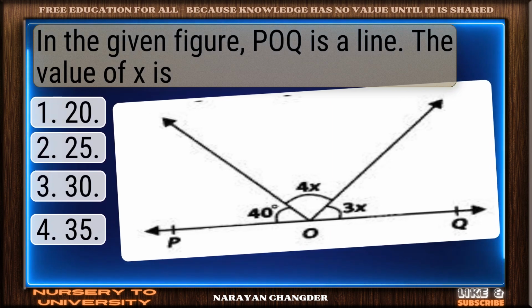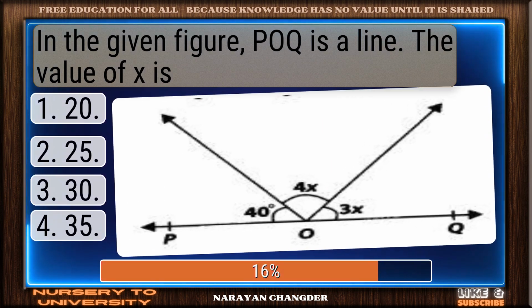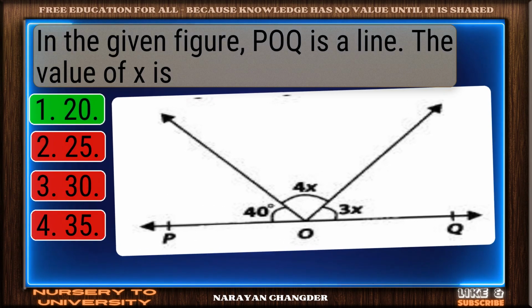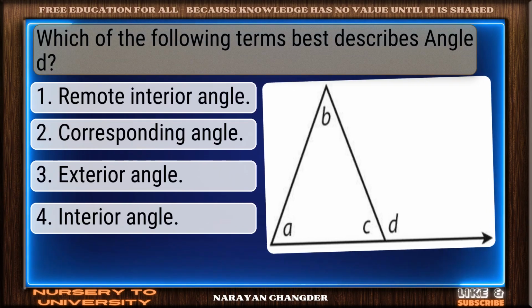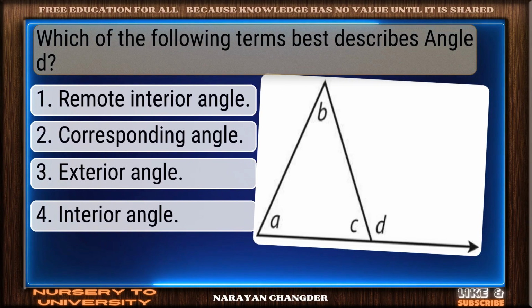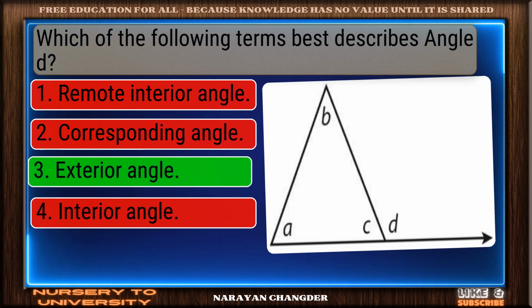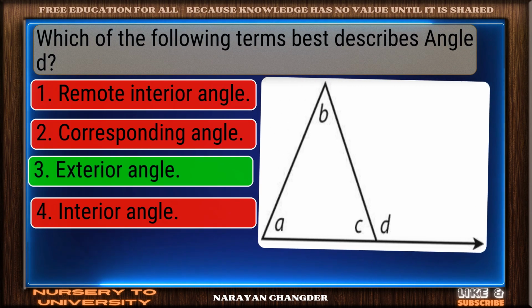Question number 14. In the given figure, POC is a line. The value of x is... Great job. 20 is the accurate answer. Question number 15. Which of the following terms best describes angle D? You got it. Your choice, exterior angle, is right.